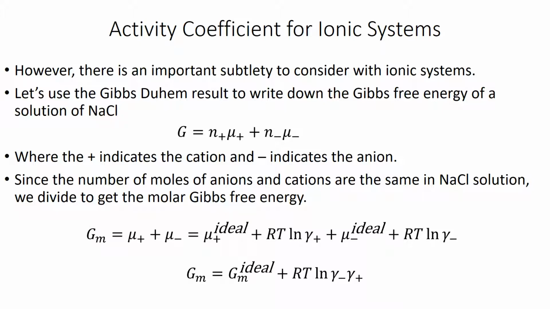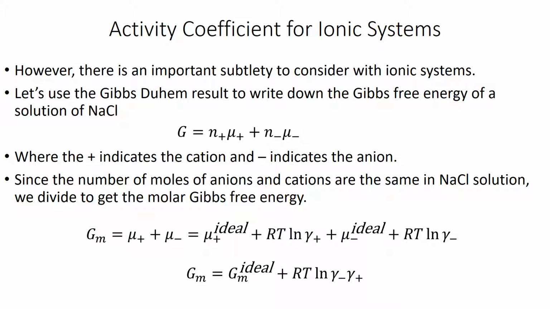However, there is an important subtlety to consider with ionic systems. Let's use the Gibbs-Duhem result to write down the Gibbs free energy of a solution of NaCl. In fact, it doesn't have to be sodium chloride. It could be any other simple salt like calcium chloride or some such. We have the Gibbs free energy: G is equal to the number of moles of the cations times their chemical potential plus the anionic component. And as you can see, positive is for the cation, negative is for the anion.